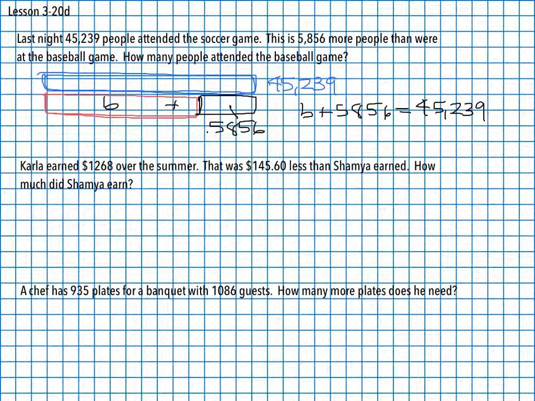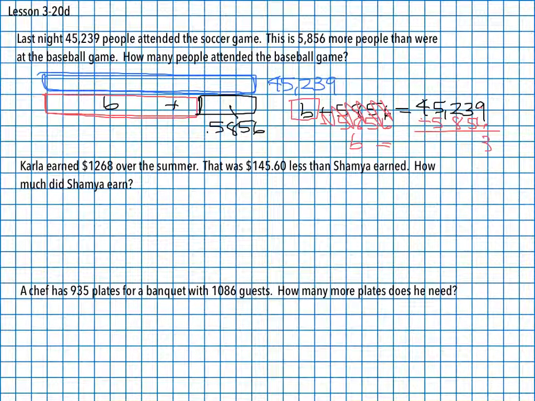So we've got to get the variable by itself, which is B. How do we get rid of plus 5,856? Well, the opposite of adding 5,856 is going to be subtracting 5,856. Whatever we do on one side of the equal sign, we have to do on the other. Here, these are going to cancel each other out, so that's going to be a big fat 0, and B is all that's left.